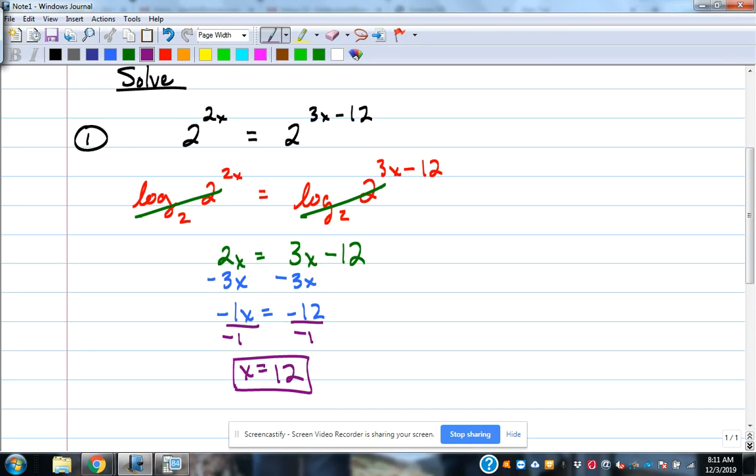If you plug that back into the original problem up here, 2 to the 24th power, and then 3 times 12 is 36. 36 minus 12 is 24, so it's 2 to the 24th power equals 2 to the 24th power. So that's got to be equal to each other, right? So we get an answer. We can go back and check it, which will make some of us feel a little bit better about our answers because we're not sure. We can be sure that that's the right answer by checking it.